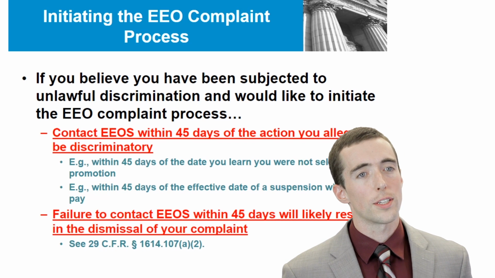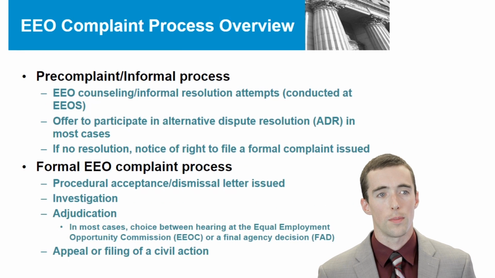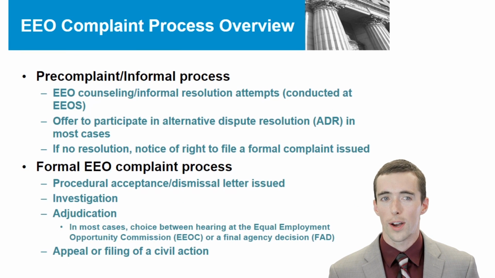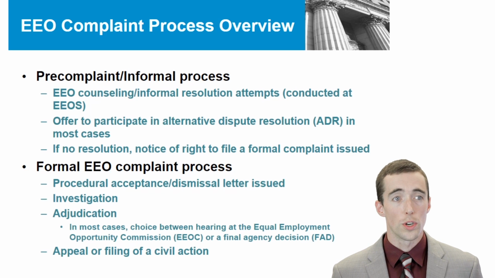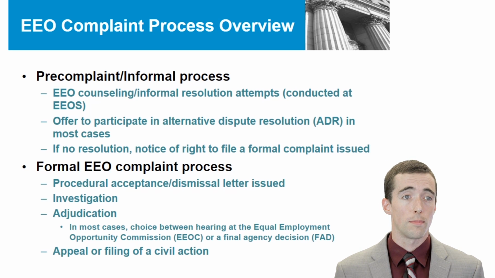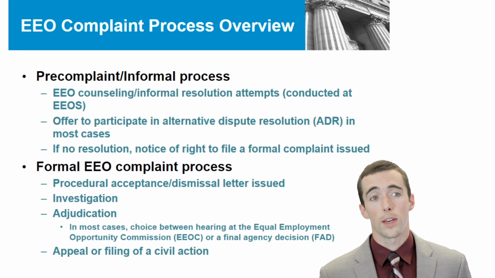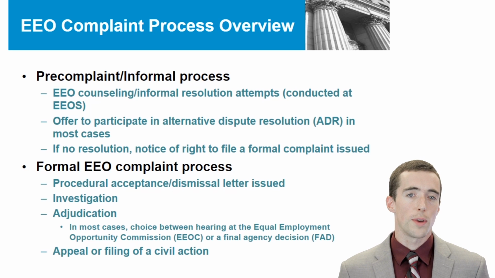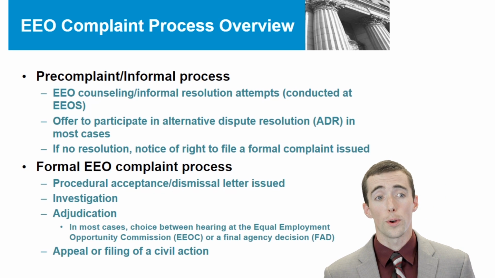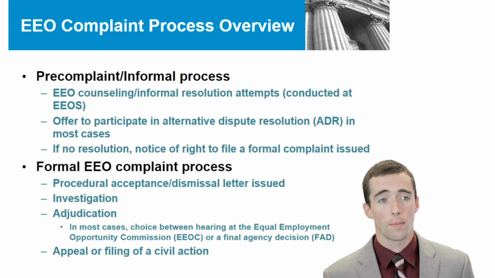The EEO complaint process has both an informal or pre-complaint stage and a formal complaint stage. The pre-complaint or informal process begins when an employee contacts EEOS and indicates he or she wishes to initiate the complaint process. A counselor will meet with the aggrieved employee to allow the employee to explain the allegations in more detail. The employee has the right to remain anonymous at this stage, but if the employee elects anonymity, the counselor will be unable to attempt to resolve the complaint.